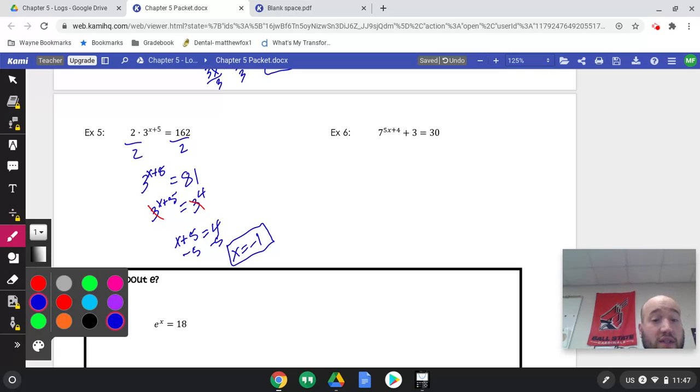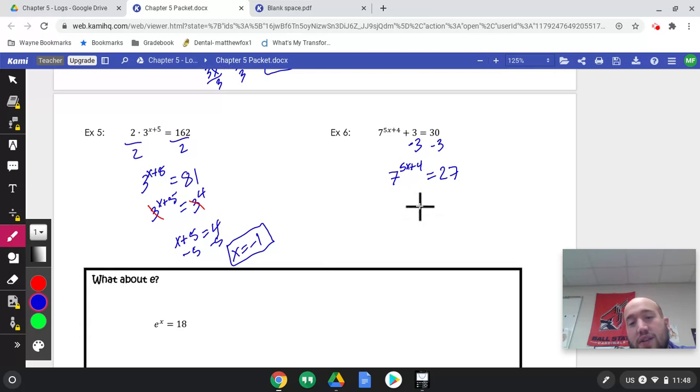All right, example 6 here. Once again, you're going to have to subtract 3, subtract 3. So we have 7 to the 5x plus 4 equals 27. There is no way. 7 to the first is 7. 7 to the second is 49. There's no way to get it. So we need to rewrite this using change of base. So we're going to do log of 27 divided by log of 7. And that will equal 5x plus 4.